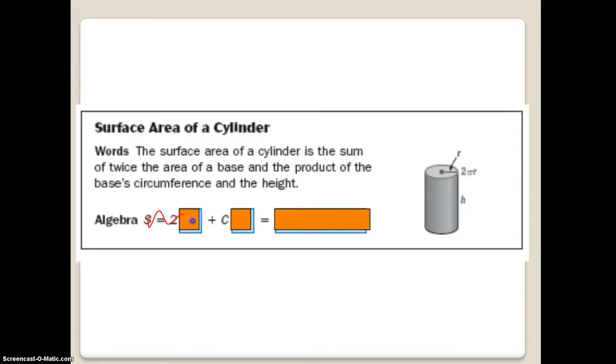Cylinder. Okay, I don't like their formula. For a cylinder, I would use 2 times pi times r squared plus 2 times pi times r, the radius, times the height. Now this is the height of the cylinder, which is only one height.